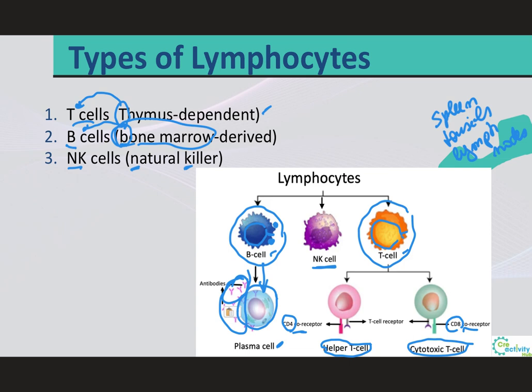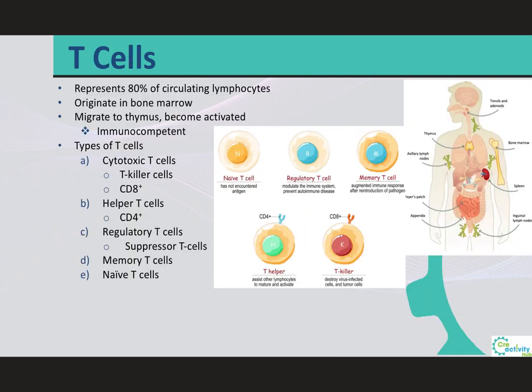So let's look at them in a little bit more detail on the next few slides. We have approximately 80% of the circulating lymphocytes being classified as T cells. As we talked already about the T cells, they will originate within the bone marrow, but then they will migrate to the thymus to become activated. Another word for this is immunocompetent. So once they get to the thymus and they mature, they become immunocompetent.